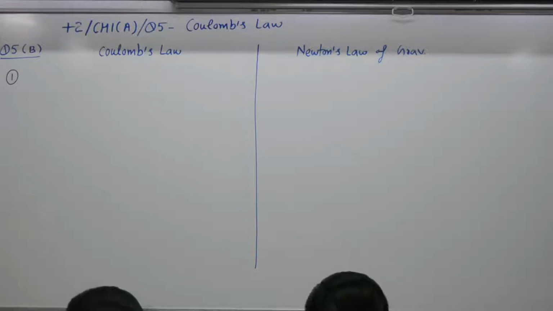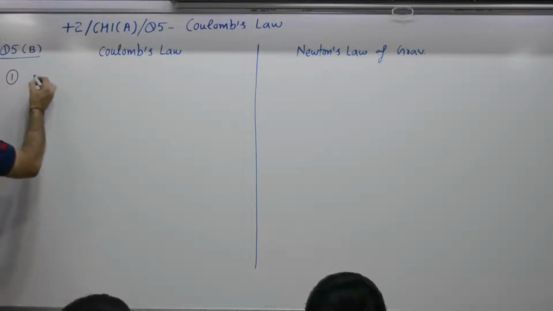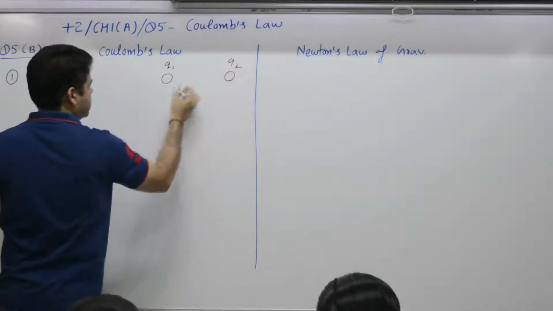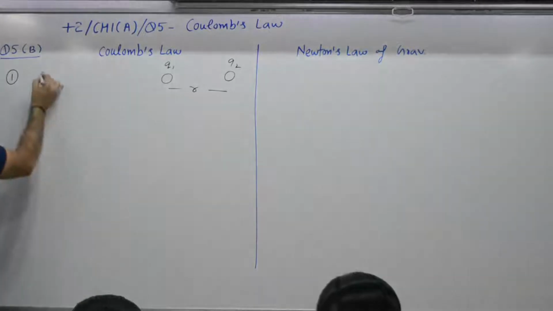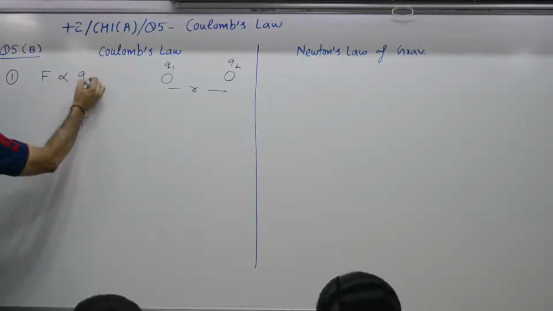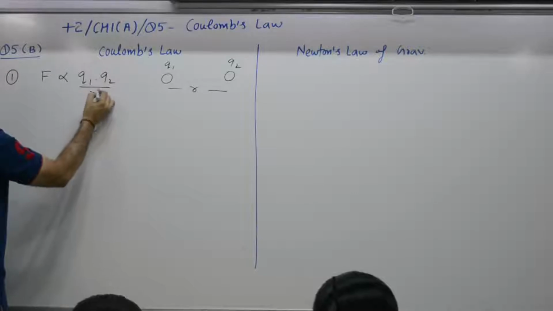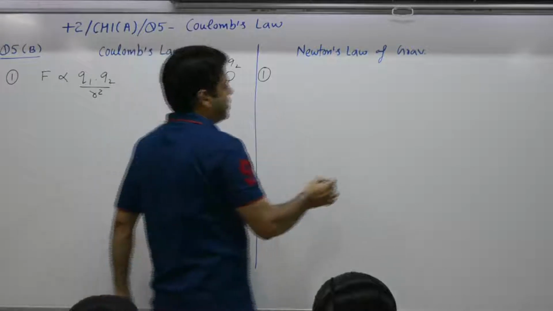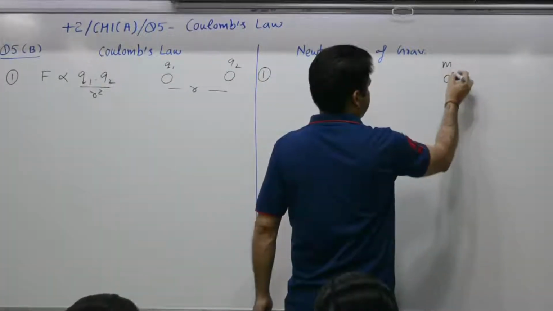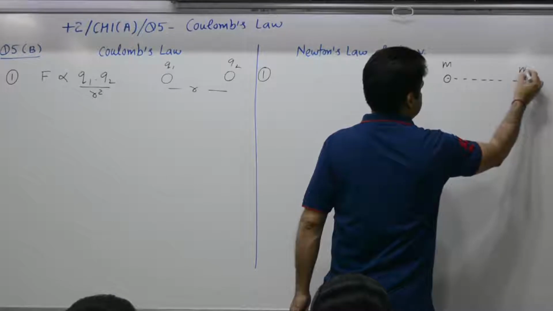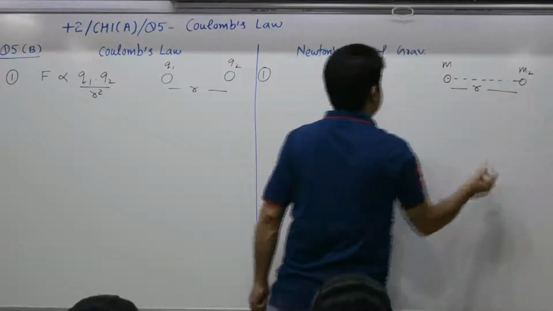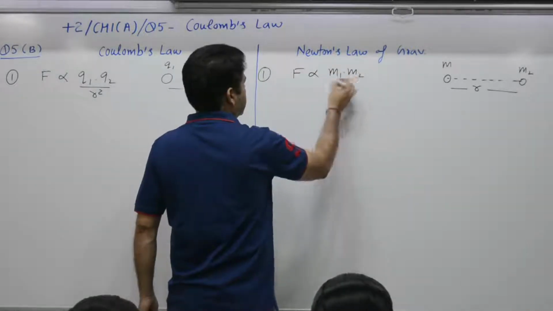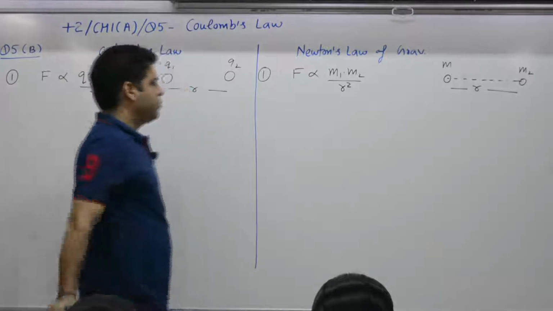For Coulomb's law, if there are two charges, Q1 and Q2, separated by distance r, the force between the two is proportional to Q1 Q2 by r square. In Newton's law, if there are two masses, m1 and m2, separated by distance r, F is proportional to m1 m2 by r square. Point number 1.